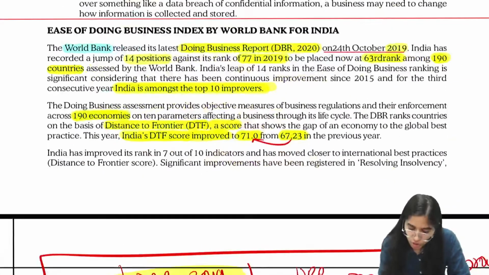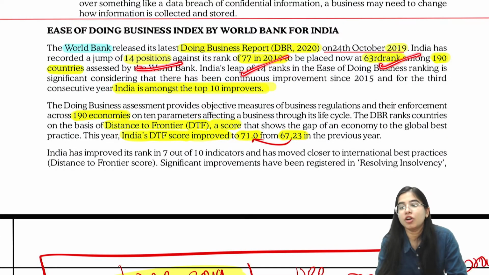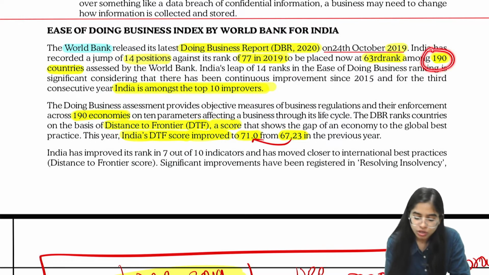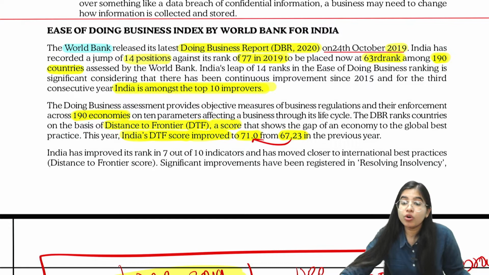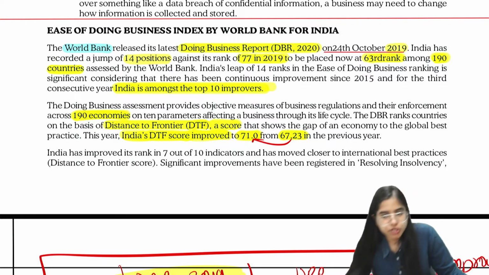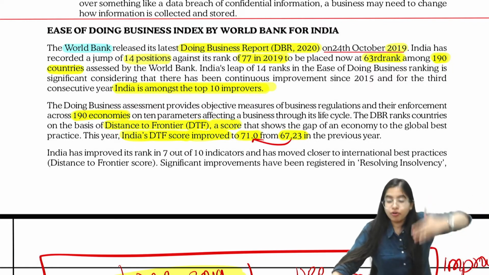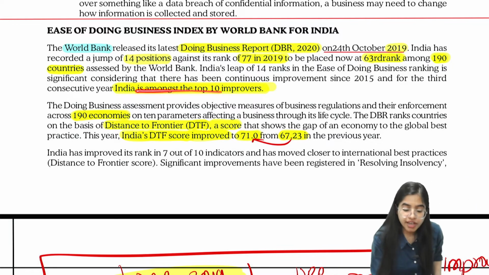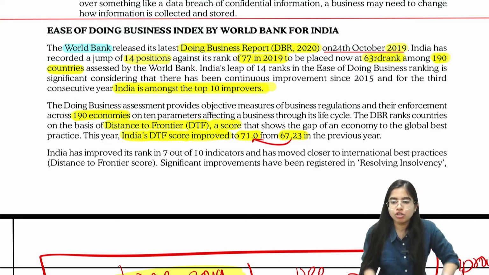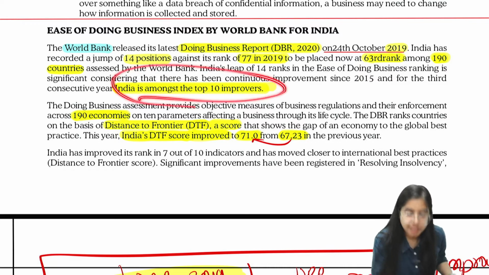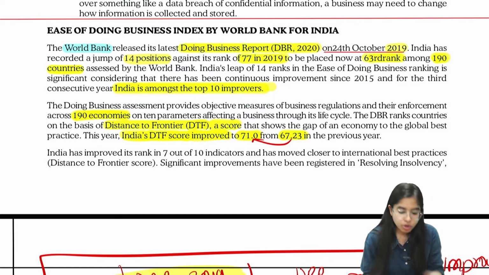Okay, so you improved 14 positions, from 77th position in 2019 to 63rd position in 2020, among a total of 190 countries, and India is among the top 10 improvers. Improvers means those who improved their position a lot, like we improved 14 positions, right? So India is among the top 10 improvers. This is also important from MCQ point of view.